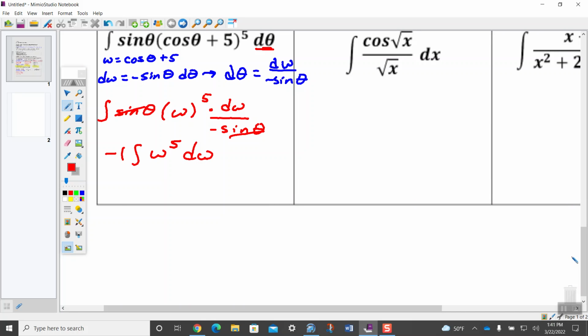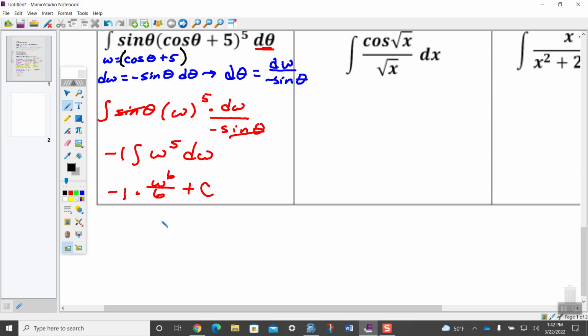Okay, my friends. What's the antiderivative of w to the fifth then? So this is like negative one times w to the sixth over 6, isn't it? Plus some constant c. So we've got our antiderivative in terms of w, so we're going to go ahead and backtrack. I want to know what w was equal to originally. Well, what was w equal to originally up here, kids?